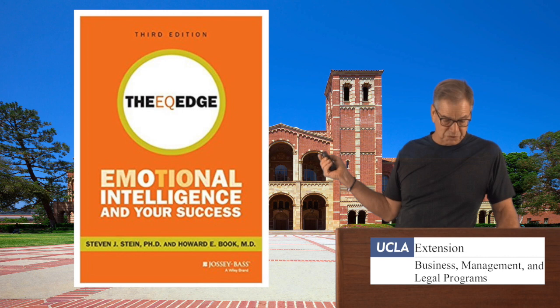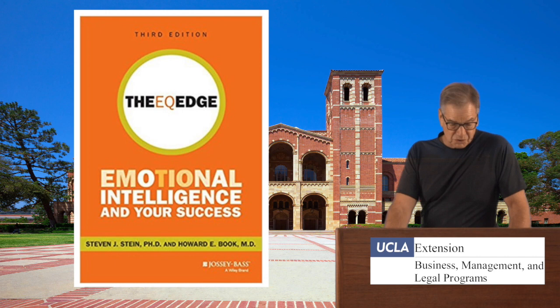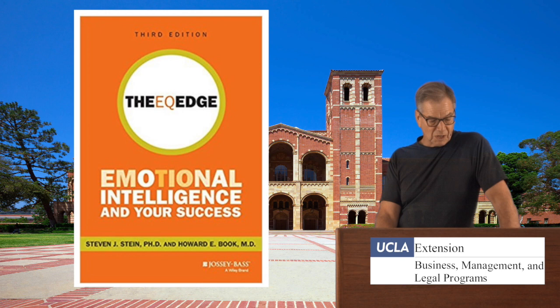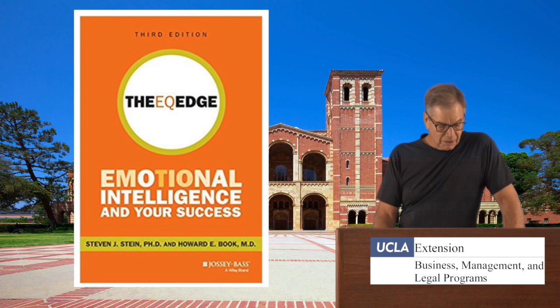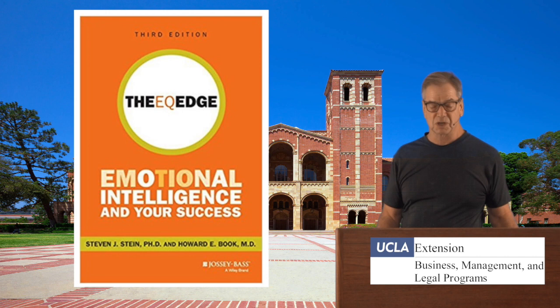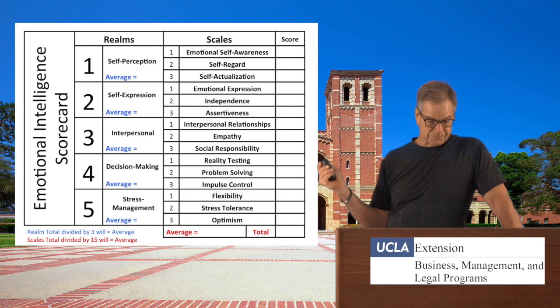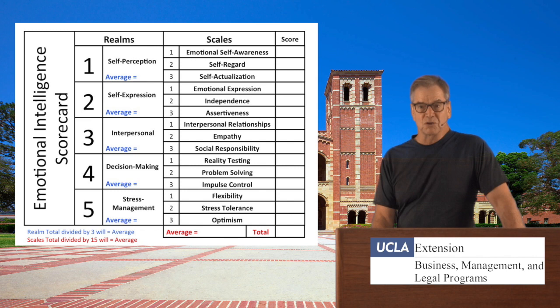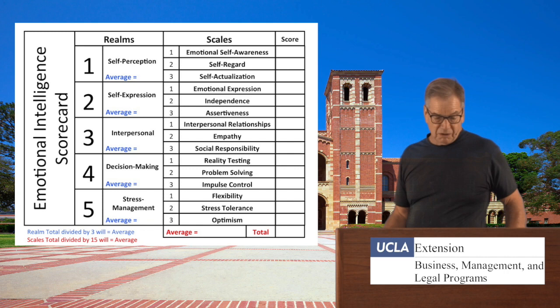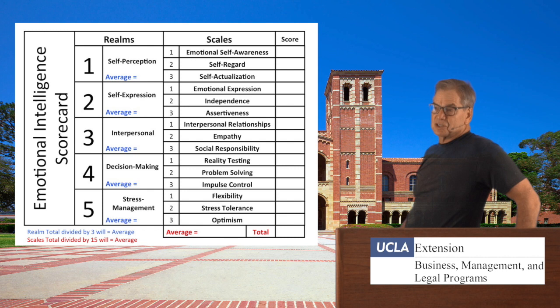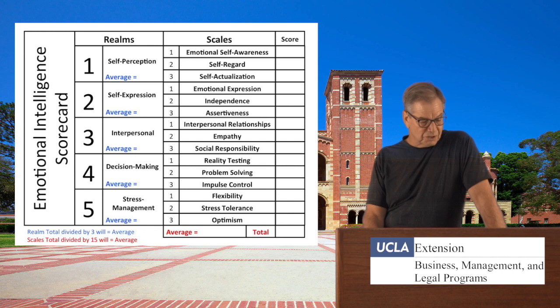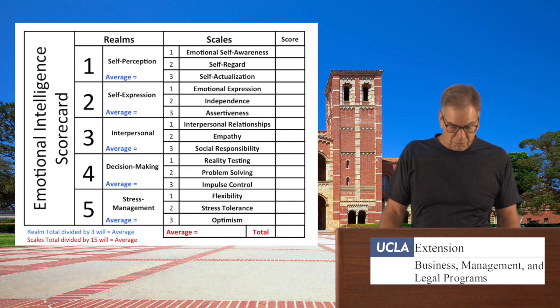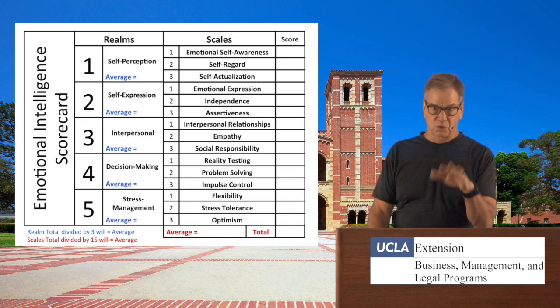The book that profiles this, and that I encourage you to get a copy of, is the EQ Edge by Steven Stein and Howard Book. It gives many examples on how to increase your emotional intelligence skills. I have in here, if you want to do a self-assessment, as many of you are going to get a PDF copy of the slides in our class, an emotional intelligence scorecard. You can self-score here to get an idea of where you are. On a scale of 1 to 10, where are you on each of these scales? Then take the average for each realm, and an overall average, just to get a feel for what your score might be in terms of the top 10%, etc.